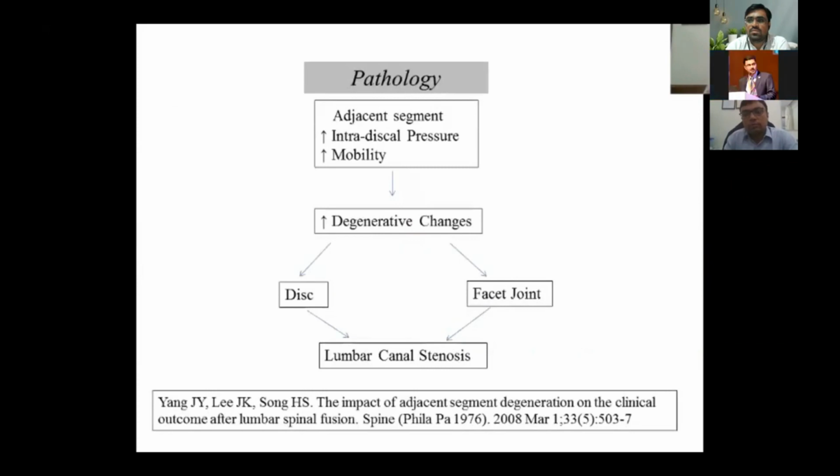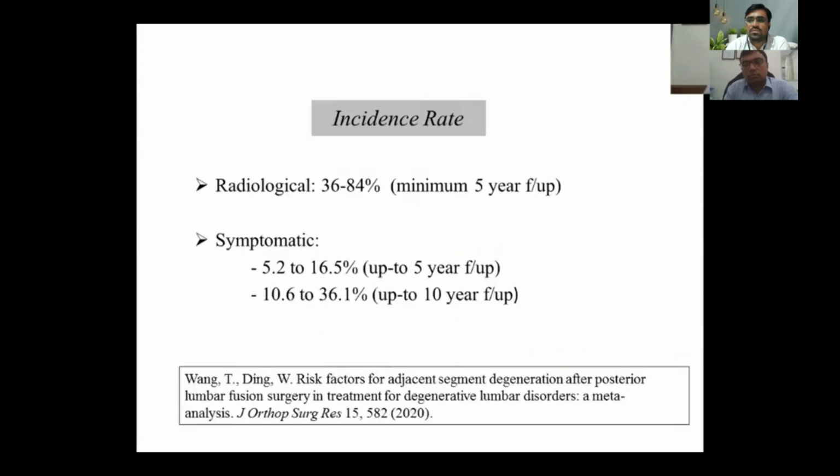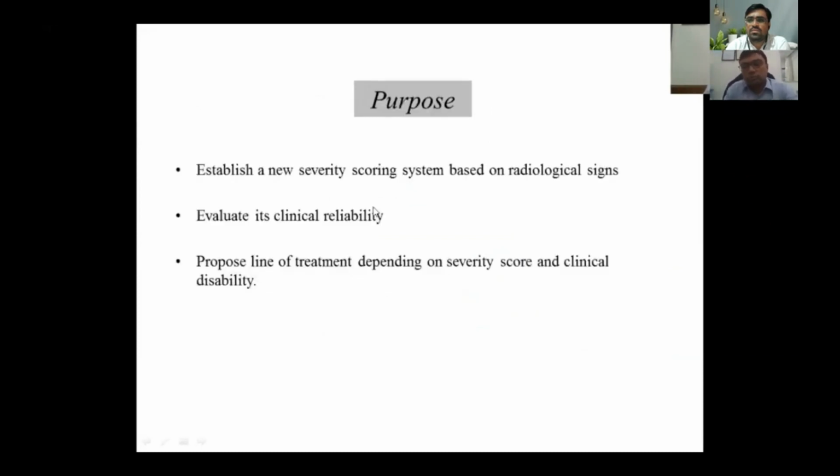Adjacent segment degeneration always starts with lumbar fusion. It follows a degenerative cascade. Radiological changes always precede the clinical presentation. So can we classify adjacent segment degeneration based on the radiological severity of degeneration?